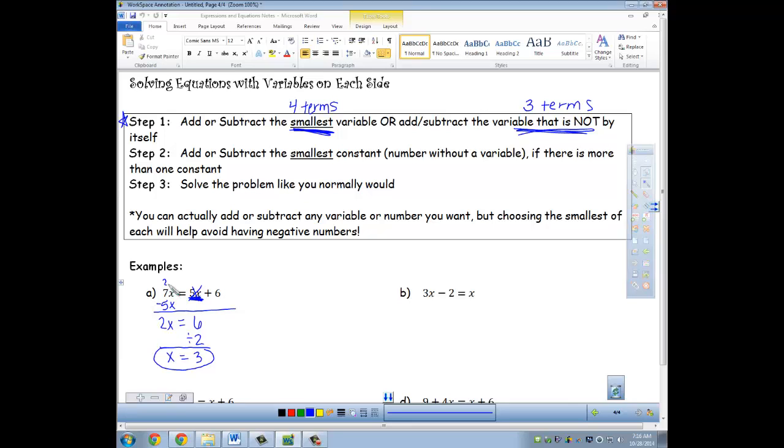7 times 3 is 21. 5 times 3 is 15 plus 6. 15 plus 6 is 21. We got 21 on both sides, so we're good. X equals 3 is correct.